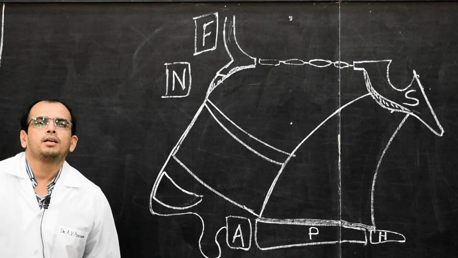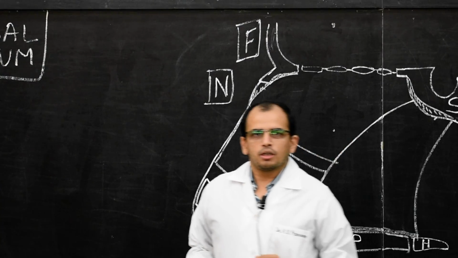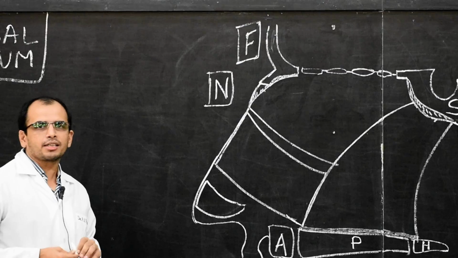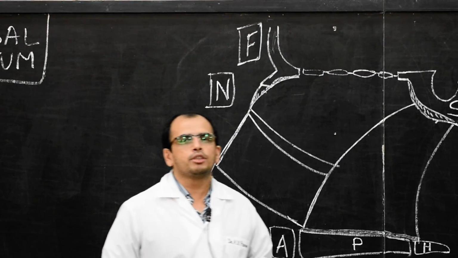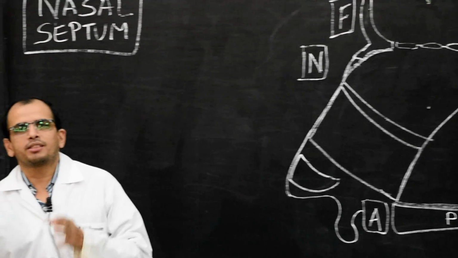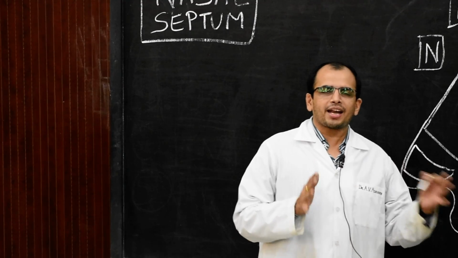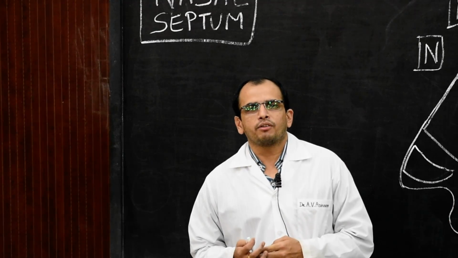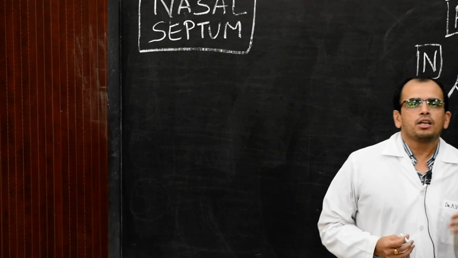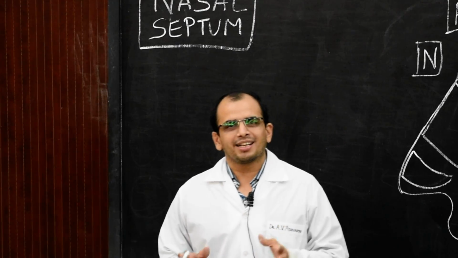Good morning students. Today we are going to complete the remaining part of the nose. In the previous segments you have already learned about the nasal cavity and the lateral wall of the nose. Today we are going to cover the nasal septum, which is present in the midline, dividing the nasal cavity into the two cavities, left and right, and then we will be covering the blood supply, nerve supply, venous drainage, lymphatic drainage, and also the applied aspect of the nasal cavity.